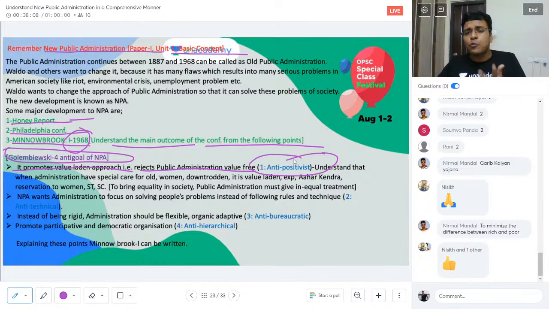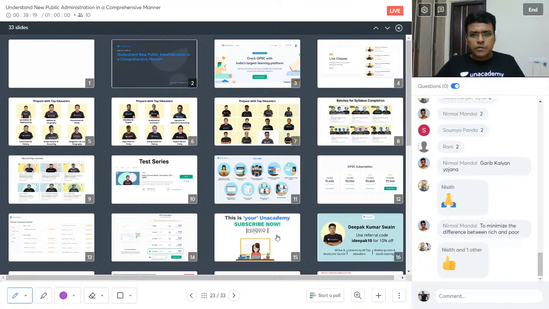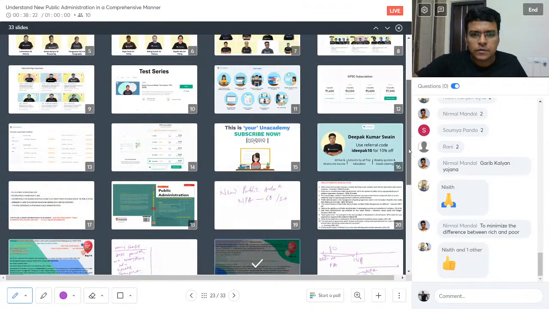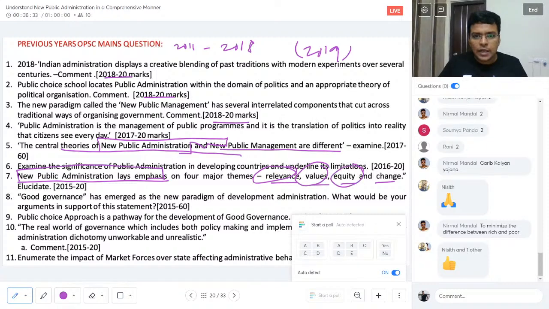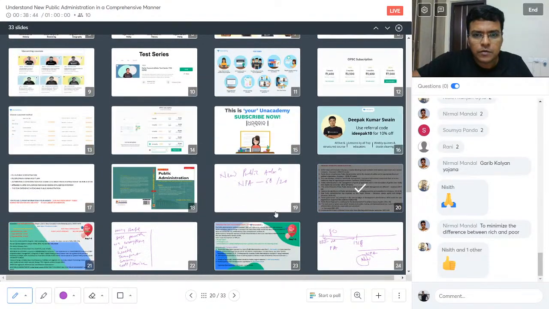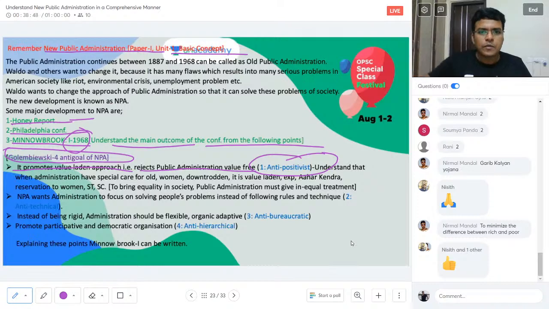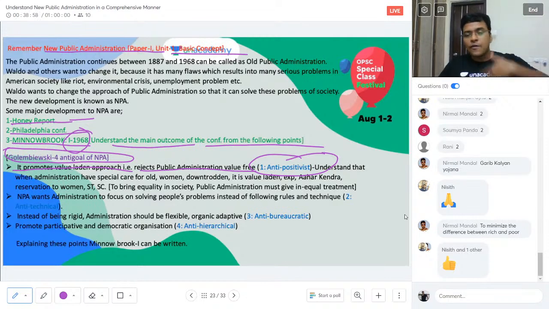Many people are confused about what is anti-positivist, and there is a 20 marker question. We will discuss. There is a question, and in this question the answer is given. Just look at the question. This is 20. NPA has laid emphasis on 4 themes: relevance, value, equity, and change. These are 4 words, and the answer is given in this. So this is anti-positivist. Everyone clear? Anti-positivist means it rejects public administration as value free. That means it wants administration to be a value laden one.